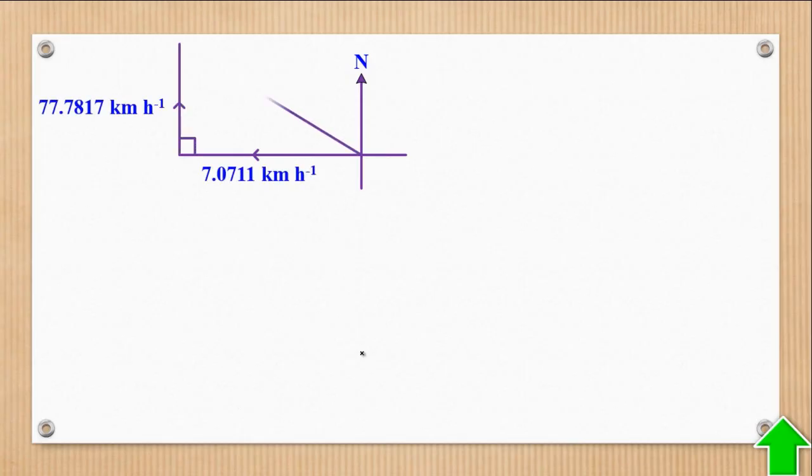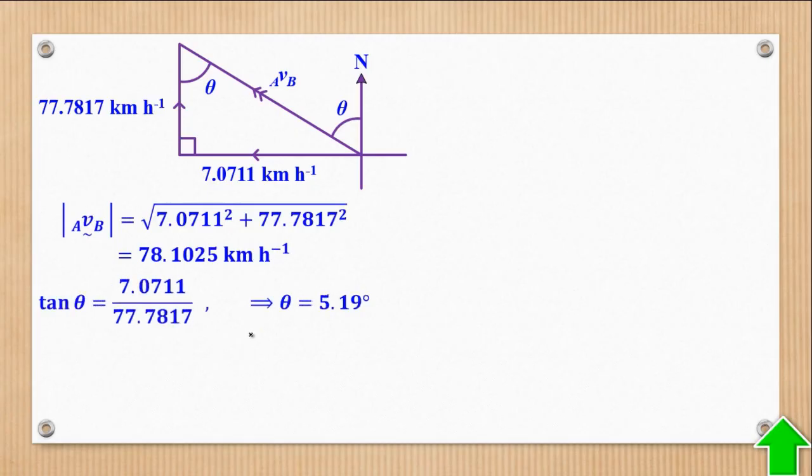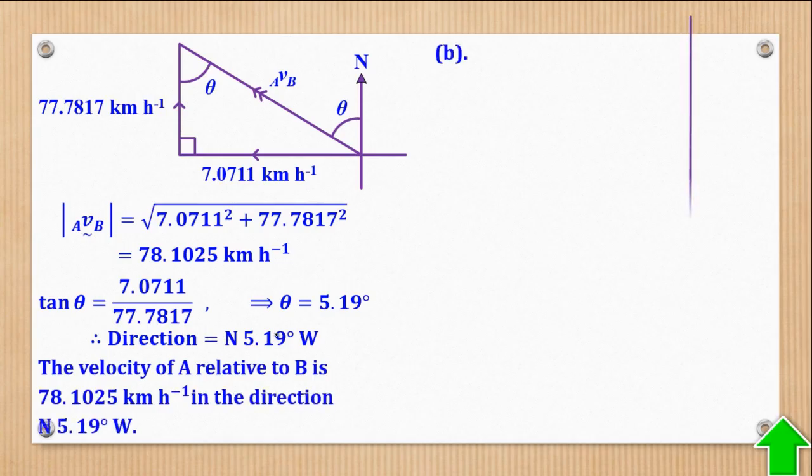Then from start to end will be our relative velocity. Therefore the magnitude will be given by that, and the value of theta will be that. Therefore the direction is north, 5.19 degrees west. So here they also wanted the shortest distance and the time taken. Therefore we shall first locate the initial positions of B and A, which are 80 kilometers apart.